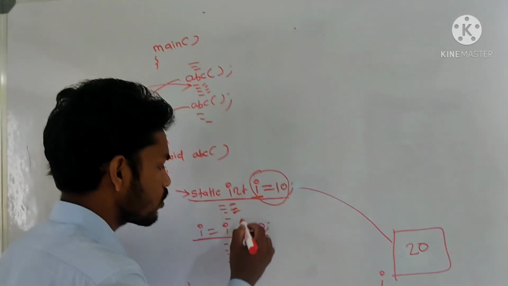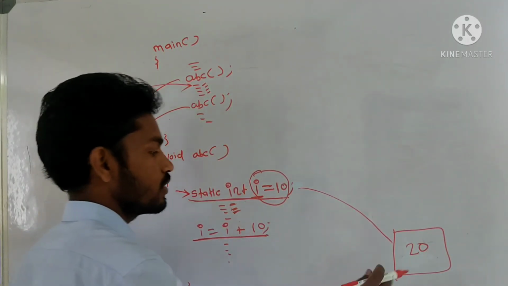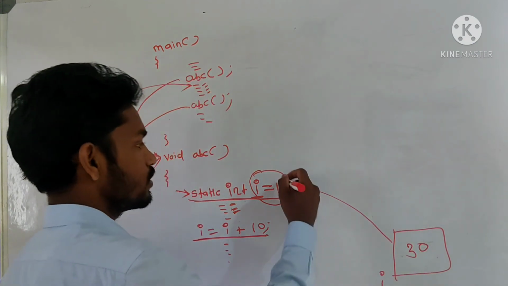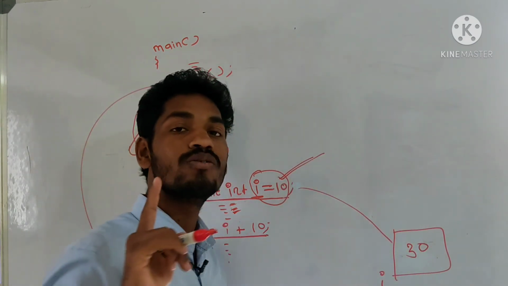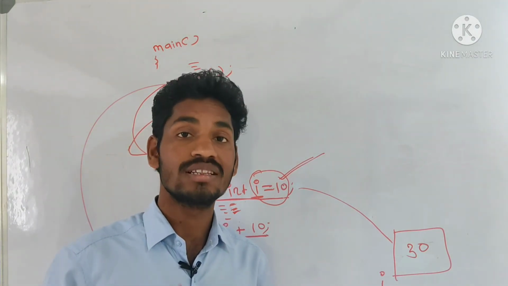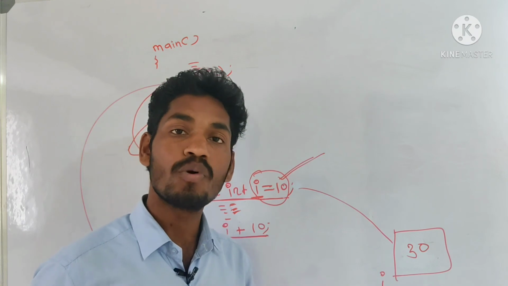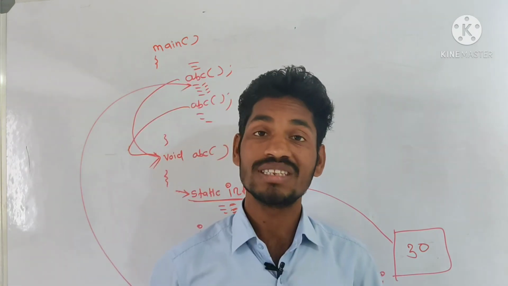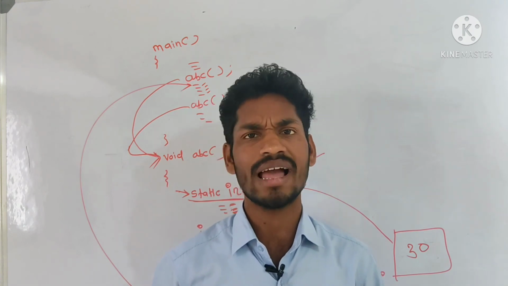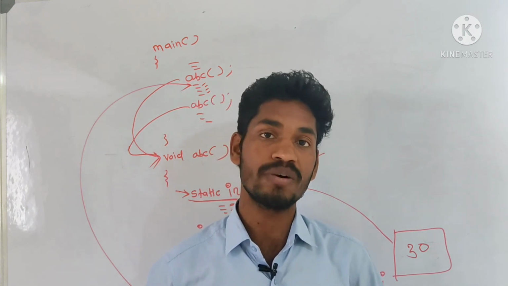Then again it does certain operations, and i equals i plus 10 means 30. But the initialization instruction executes only one time. That's why reinitialization is not possible in case of the static variable. This is one of the important features of the static variable. Because of this feature, we mostly use static variables in recursion and some looping functions.